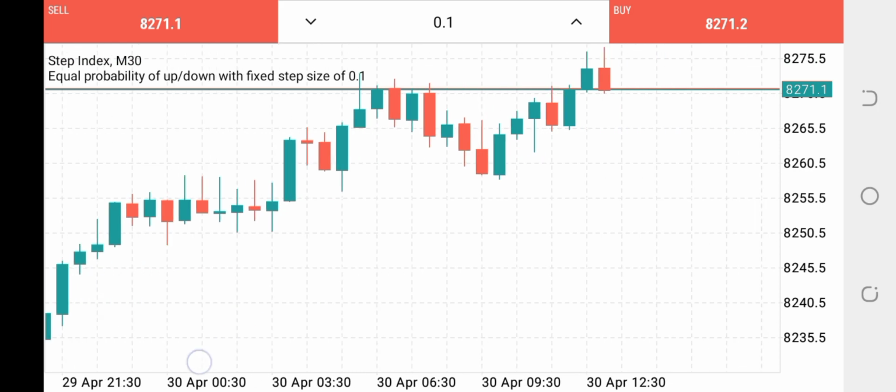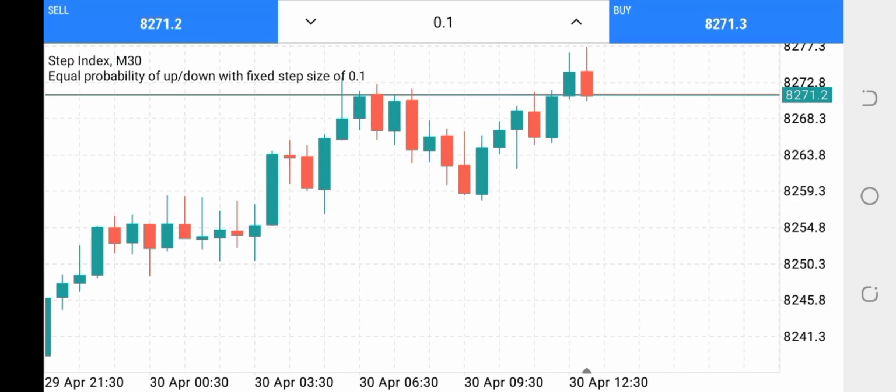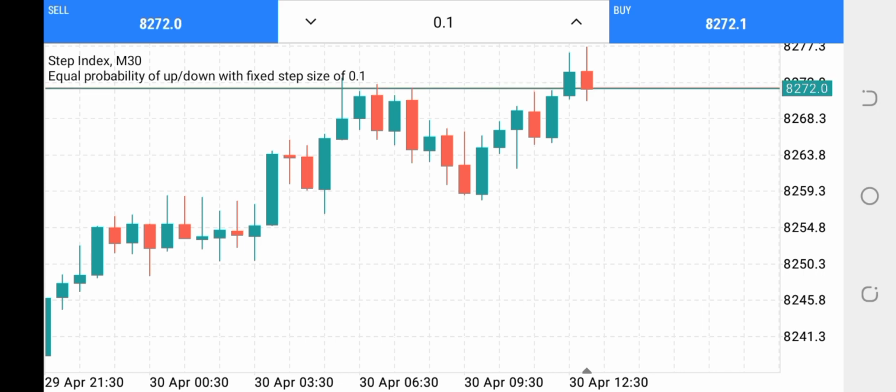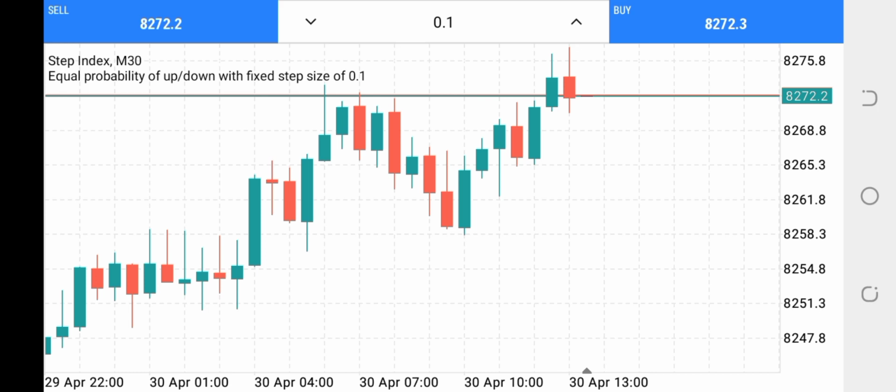For example, I'm selecting a different type of pair. In this case, it's called step index. Step index is a synthetic indice pair. What this type of pair means is these are computer simulations. These are not real currencies. By real currencies, I'm talking about things like Euro, USD, Great British Pound versus USD. So these are computer simulations which mimic or simulate the real currencies that I've just mentioned.